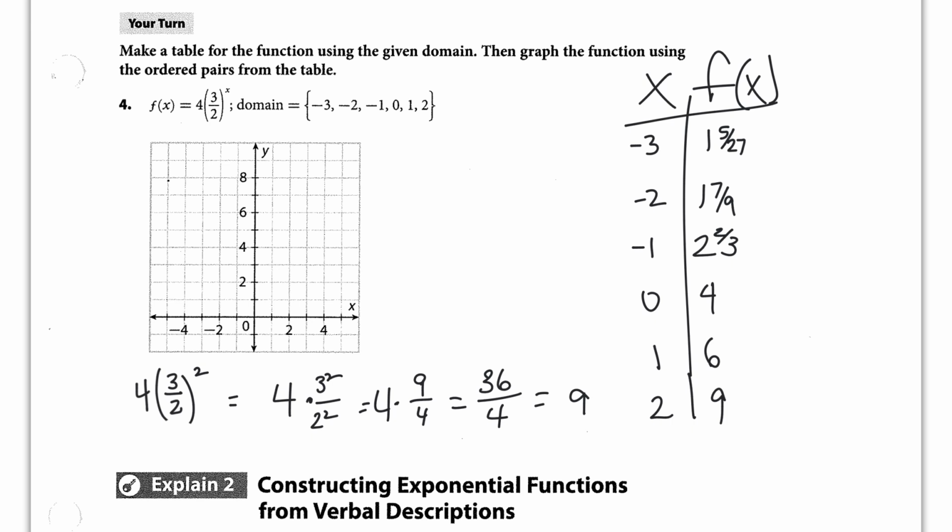And now we need to graph -3, 1 and 5/27. That's just a little bit over 1. -2, 1 and 7/9. That's close to 2. -1, 2 and 2/3. 0, 4. 1, 6. 2, 9.